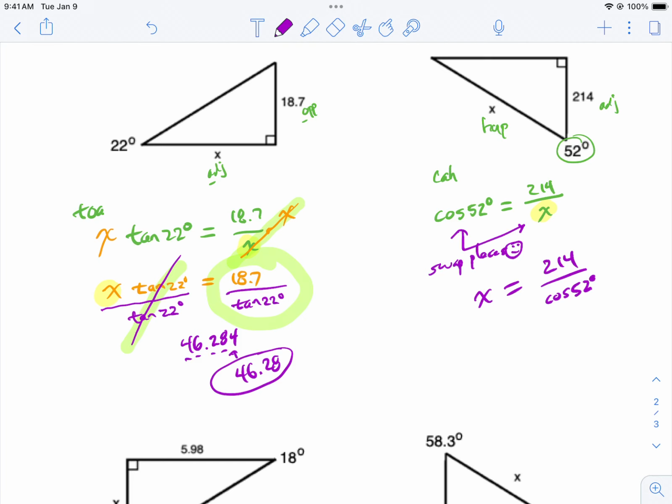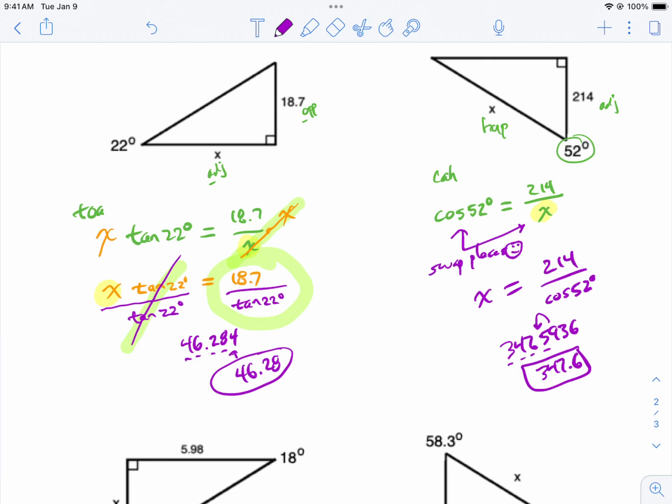So I should finish this one. I should stop coughing somehow. 214 divided by cosine of 52. Boom! We got 347 point, what do I got here, like 5936 or something. I'm writing a lot of decimals here. But to find 4 sig figs, the 3 is my first sig fig. 1, 2, 3, 4. I'm going to round to there. The 9 is telling me, oh yeah, round up. So 347.6 would be our 4 sig fig answer.